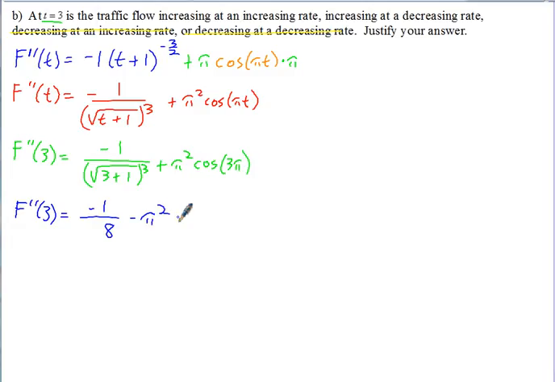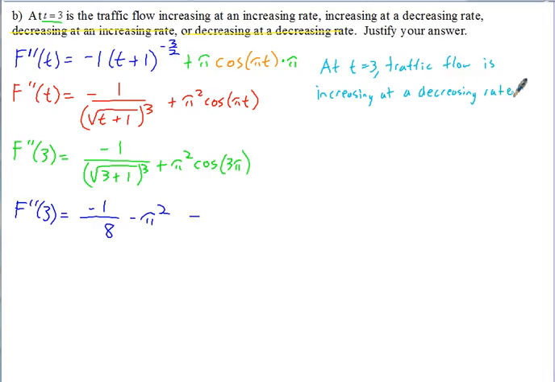You can see this is negative, so that means at t equals 3, traffic flow is increasing at a decreasing rate.